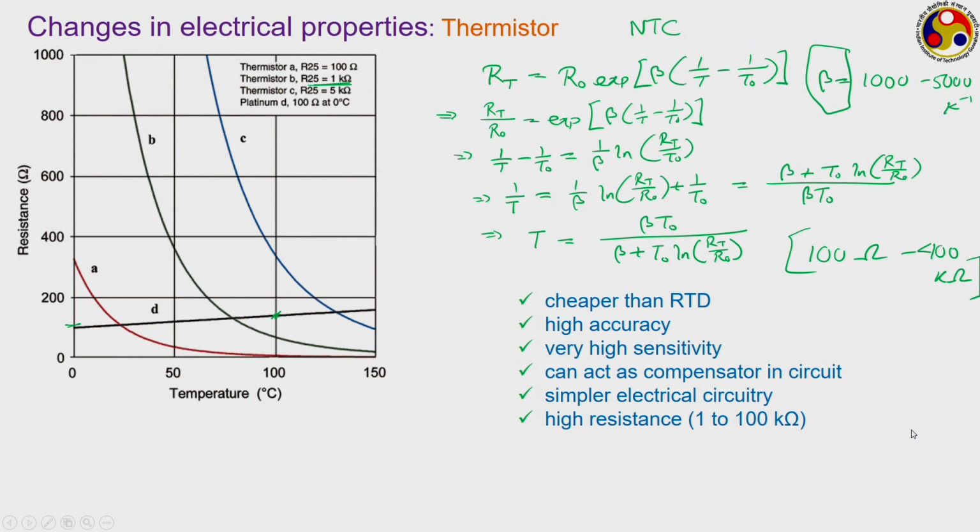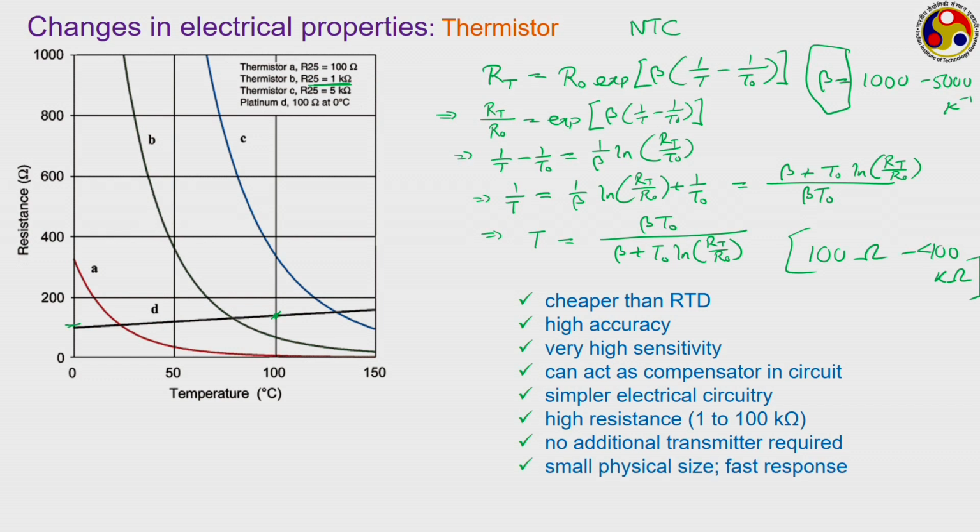High resistance, as I have just mentioned, 1 to 100 kilo ohm, actually I have mentioned about 400 or 500 kilo ohm also. So, the size of the thermistor sensor is extremely small, and with a very small dimension we can get the required level of resistance to start with. We do not need any additional transmitter, like in case of RTD we may need. Small physical size because of the high resistance, and therefore, they have much faster response compared to RTDs. High resolution, and they can also be used for temperature control or several other purposes as well.